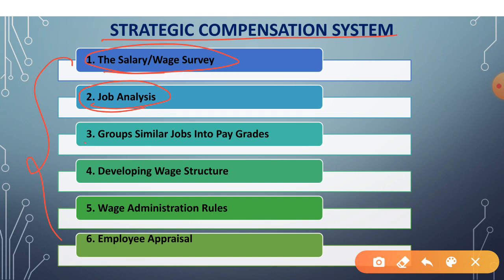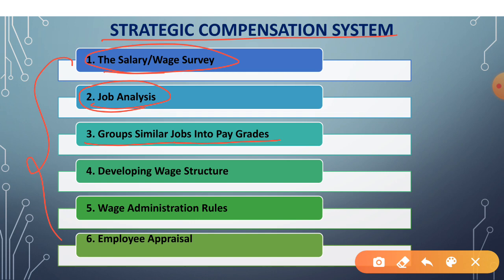Now the third step is to group similar jobs into pay grades. Once the committee has used job evaluation to determine the relative worth of each job, it can turn to the task of assigning pay rates to each job. However, it will usually want to first group jobs into pay grades.